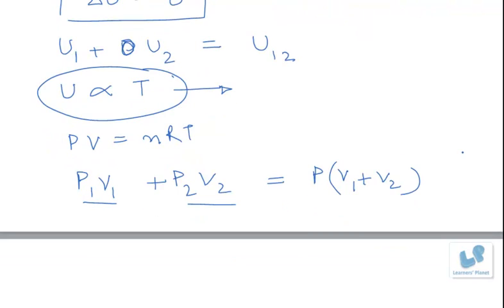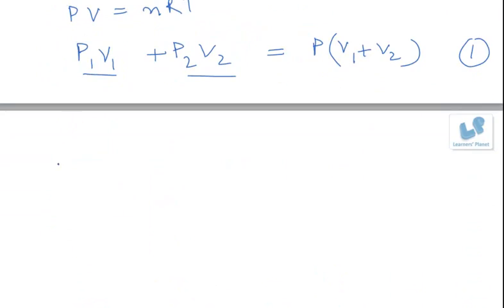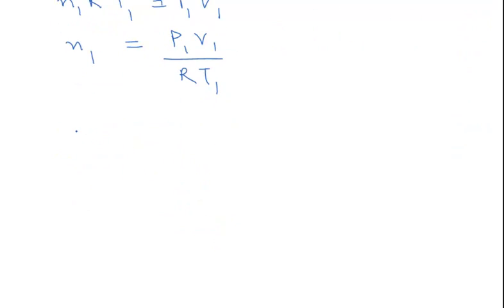Okay, so this is one finding that we can write based on the statements that are given. Second thing is, for the first gas we can write N1 RT1 is equal to P1 V1. So the number of moles is equal to P1 V1 upon RT1. And the number of moles in the second gas will be equal to P2 V2 upon RT2.